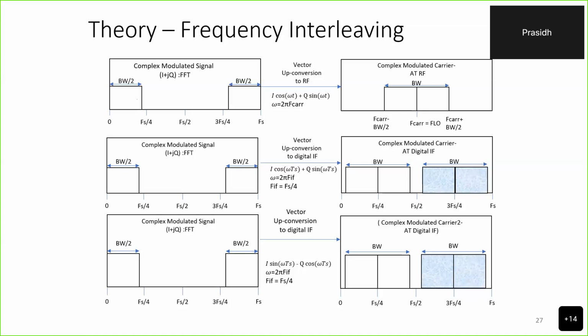If one looks into the spectrum of this, we have half of the bandwidth in the lower half of the Nyquist zone, and the other half of the bandwidth in the higher half of the Nyquist zone. If we upconvert this using a vector upconverter, this is the spectrum that we are going to get. We have the carrier frequency at the LO frequency, and the overall occupied band ranges from F carrier minus bandwidth over 2 to F carrier plus bandwidth over 2.